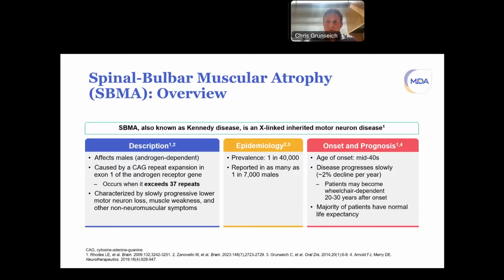As for the onset and prognosis of the disease, the onset typically occurs around the mid-40s, and the disease progresses slowly. If we were to quantify the rate of that disease progression, it would amount to about a 2% change in muscle strength per year. Some patients may become dependent on a wheelchair, and if that is the case, usually that's about 20 to 30 years after the onset of disease. Though some patients will have a reduction in life expectancy, the majority of patients do have a normal life expectancy.